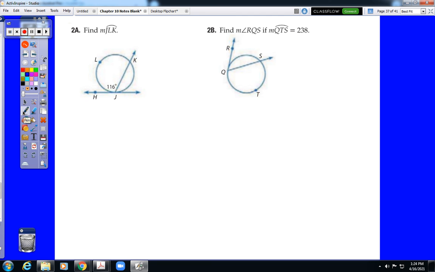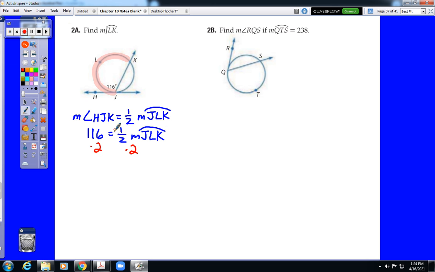So on 2A, we're asked to find the measure of arc JLK. That is the intercepted arc for the angle that is provided. So we need to realize that the measure of angle HJK, which is the angle we are given, is half the measure of arc JLK. So 116 is half the measure of the arc we're asked about. So to get the arc, we need to multiply both sides by 2, which means we are getting 232 degrees for the measure of arc JLK.